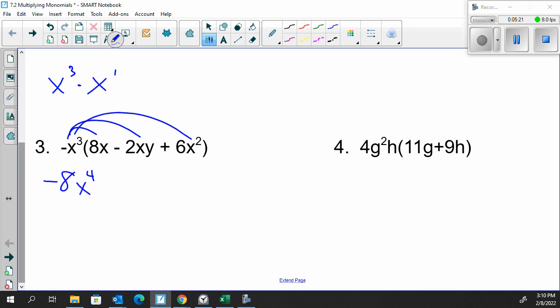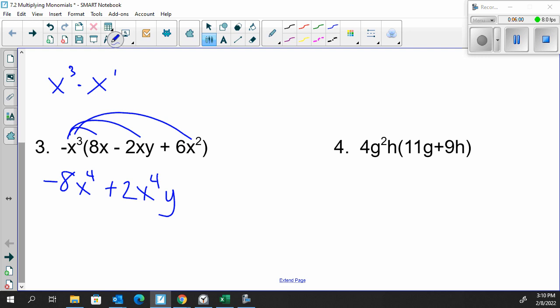Now we keep going. Negative 1 times negative 2. What's that? Positive 2. And then we'll do variables next. x cubed times x, x to the fourth. x cubed times y. What's going to happen with the y? It's just down there. Again, you can't combine the y, so you just write it down there. Okay? And now we go on to the very next piece, the last one.